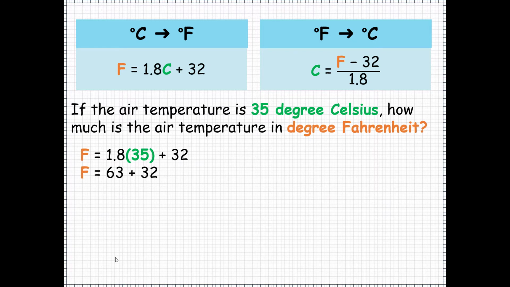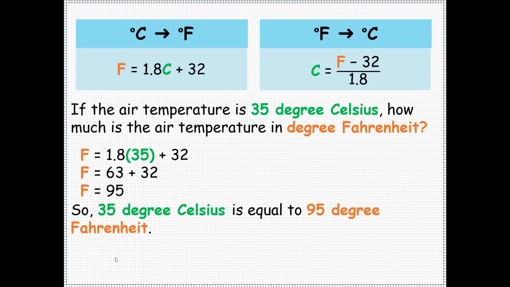Example, if degree Celsius is equal to 35, you just multiply together. 35 multiplied by 1.8 is equal to 63, plus 32 is equal to 95. So we check it, student.